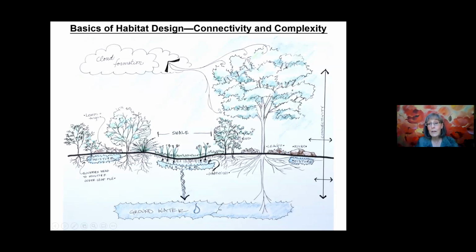So connectivity, then you can get it in this vertical direction, and you can also get it in a horizontal direction. So for example, if you have a pile of leaves and twigs and you have a plant that spreads by runners, those runners will go towards the pile of mulch because there's moisture under there. You can layer plants together, and I'm a big fan of layering things together.